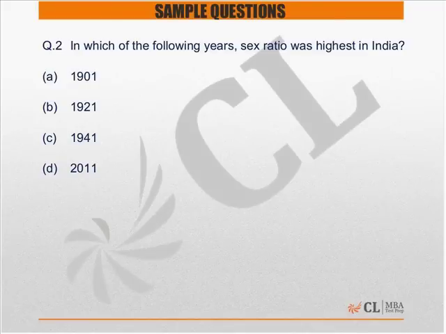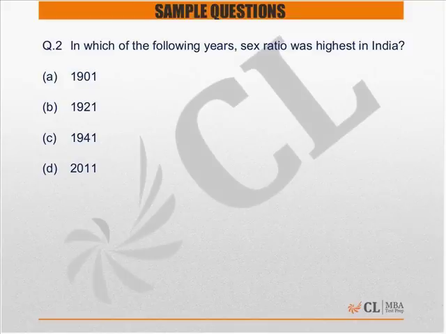To your utter surprise, in the year 1901, India's sex ratio was the highest. It was 972, which India has not been able to achieve since. In 1901, India recorded the highest sex ratio till date, that was 972. According to 2011, it is just 940. So option A is the correct one.